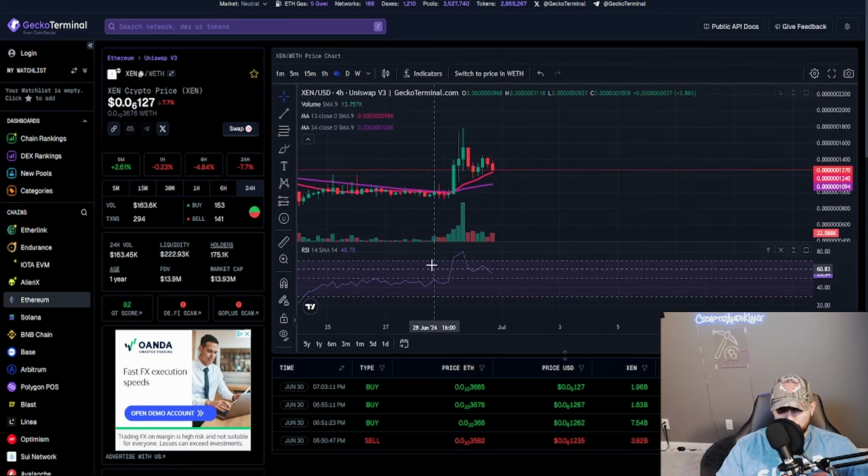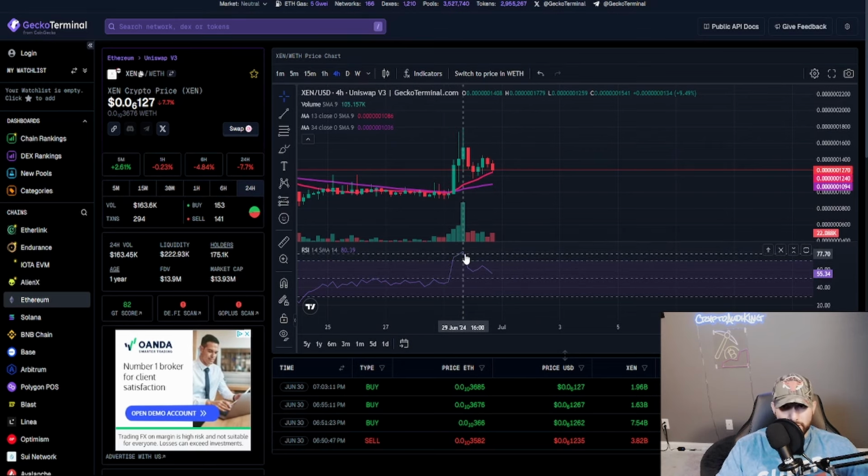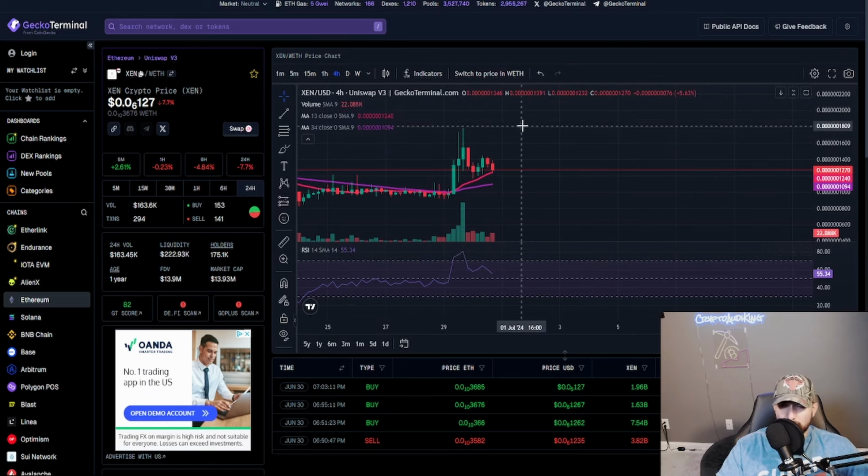And so now the RSI did get oversold. That's the second reason why we are seeing a pullback. This is on the 4-hour, by the way. That's why we are seeing the pullback right now. This is a very healthy pullback, guys.